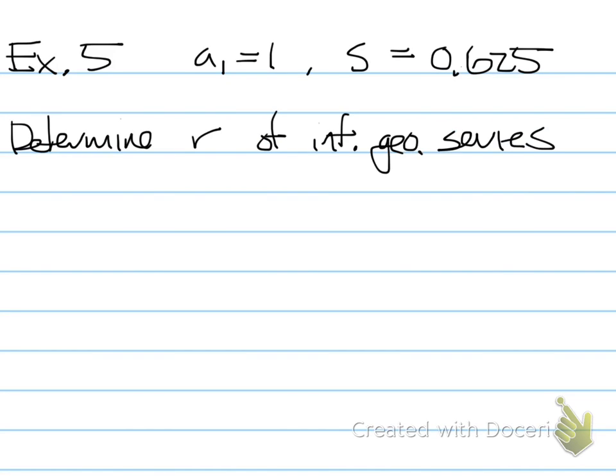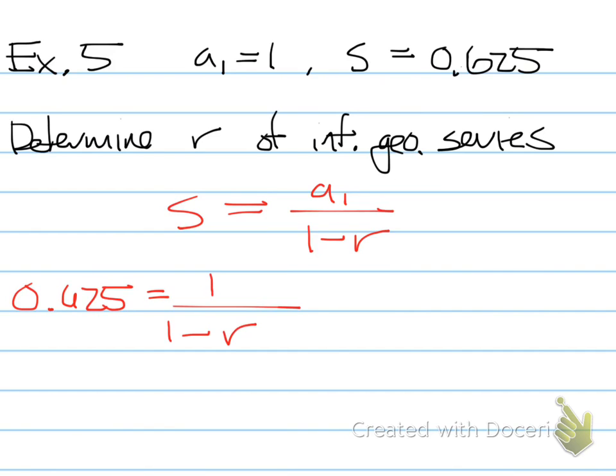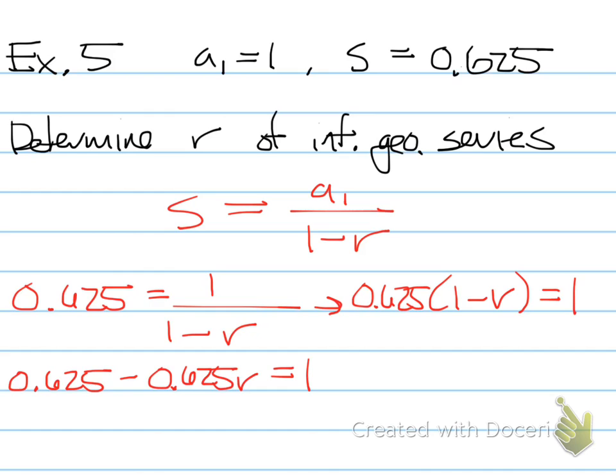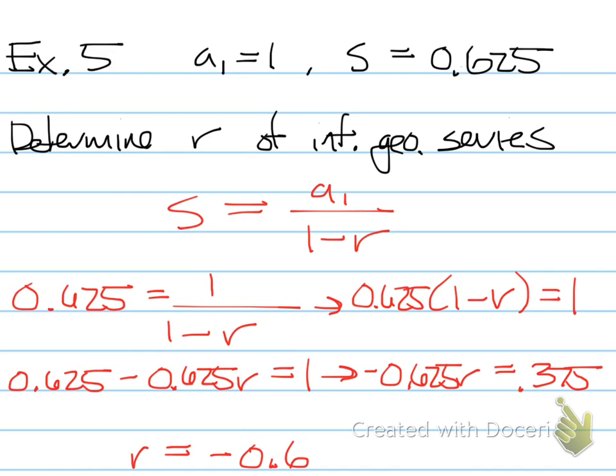And lastly, we want to determine what the common ratio is for this infinite geometric series. We're going to use the same formula, except now we will have a value for S, and we're going to solve for r. So we plug in 0.625 for S, plug in 1 for a sub 1, multiply both sides by 1 minus r, distribute the 0.625, subtract 0.625 from both sides, and then lastly divide both sides by negative 0.625, and for r we get negative 0.6.